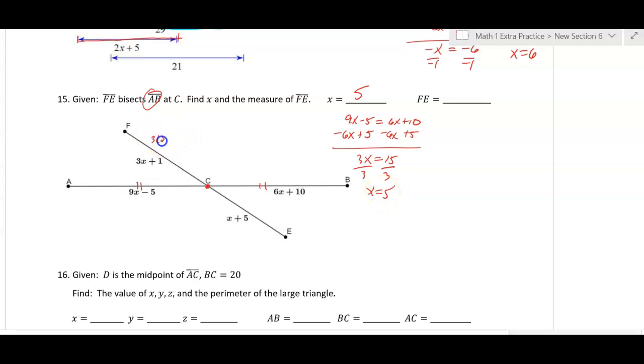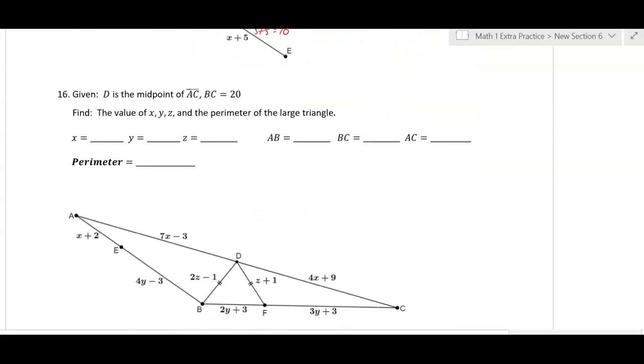Now to find FE, I'm going to plug x in here. 3 times 5 plus 1 is 16. 5 plus 5 is 10. So 16 plus 10 would give me 26 units long.